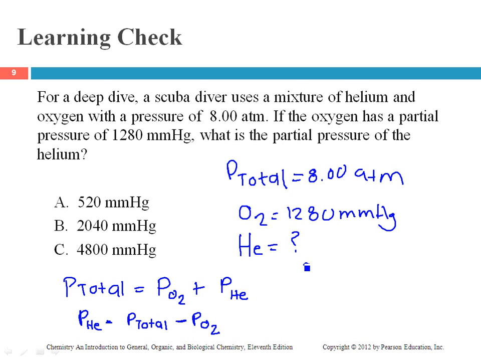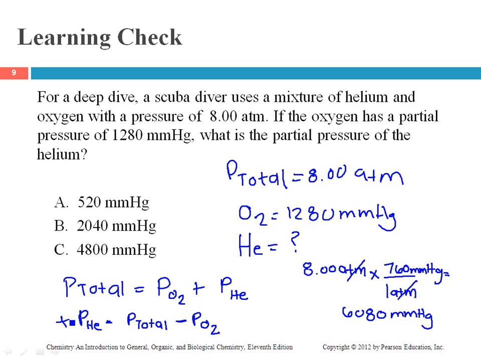We were also, once again, given units of atm and millimeters mercury. So we're going to have to convert our 8 atm. 1 atm is 760 millimeters mercury, so our units can cancel, and that gives us this. That's our P total. We'll keep going on here, and the solution will be shown at the end.